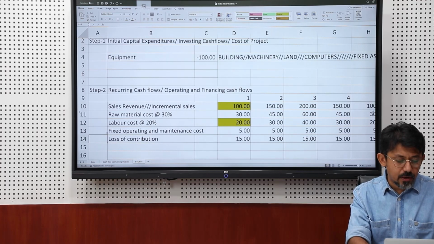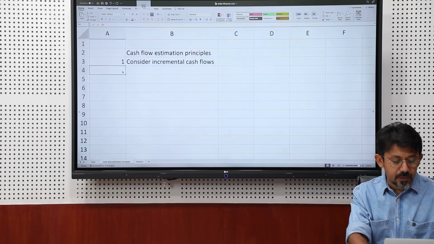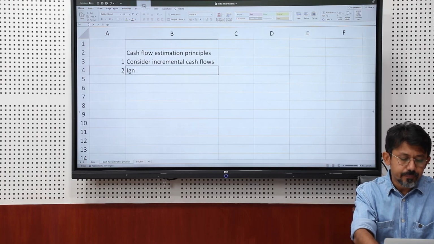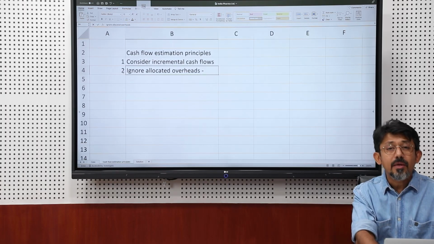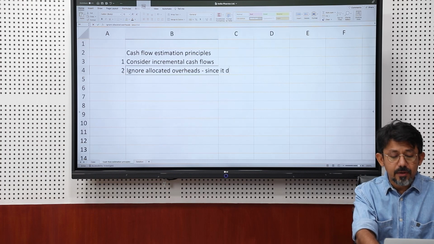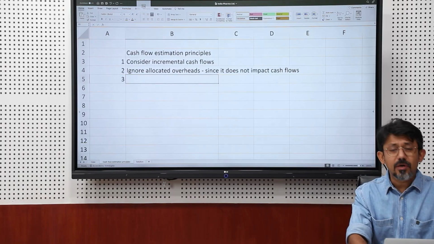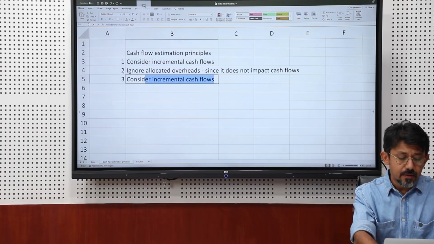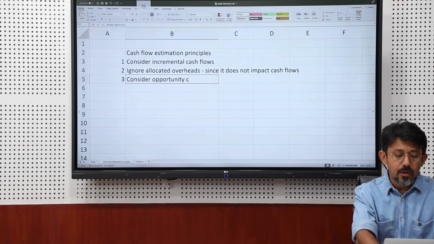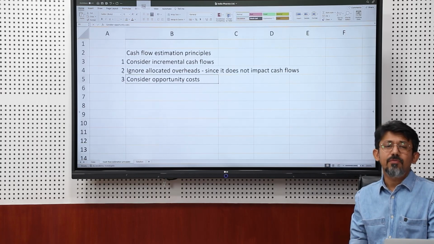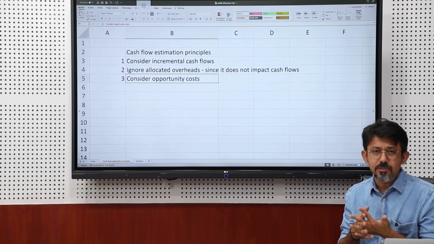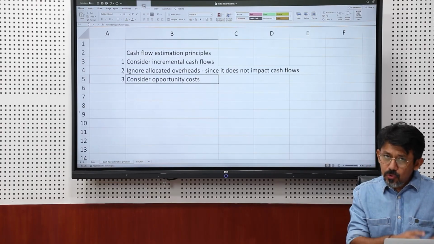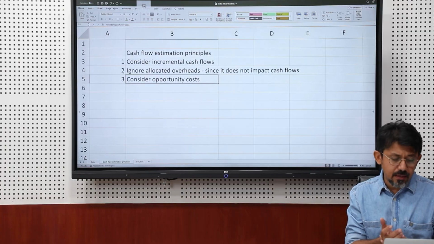Let me just pause over here and add to these properties. We said ignore allocated overheads. Why did we say that? Since it does not impact cash flows, right. And the third that we are saying is consider opportunity costs, that is the contribution margin that we looked at is something that we will consider. So, these three cash flow estimation principles, we see that these are being used when we are calculating the cash flows in the current case.